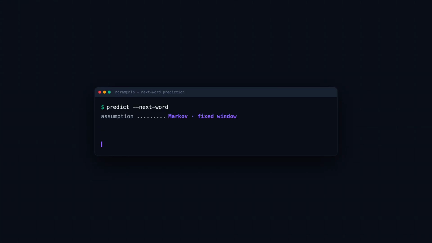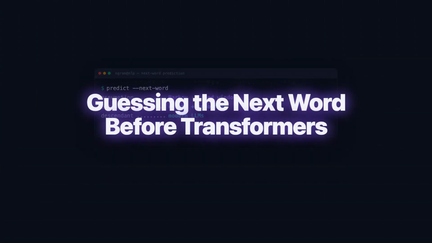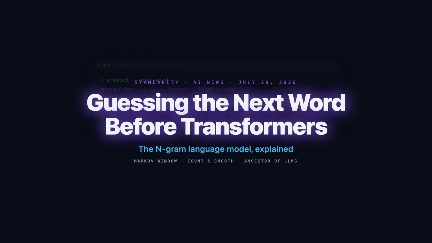Long before transformers, we already had machines that could guess your next word. Your phone's autocomplete, the earliest speech recognition, the very first translation systems, they all leaned on the same simple statistical idea. A language model assigns probabilities to sequences of words, and from that it predicts what comes next. The classic, foundational way to do exactly that is the N-gram model, the conceptual ancestor of today's large language models. Today we're breaking down how it works and where it hits its limits.